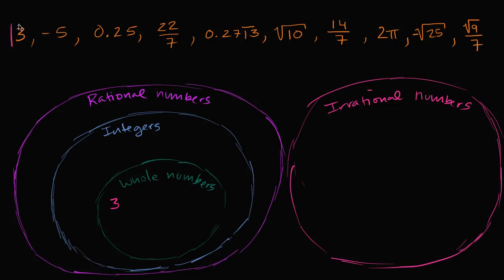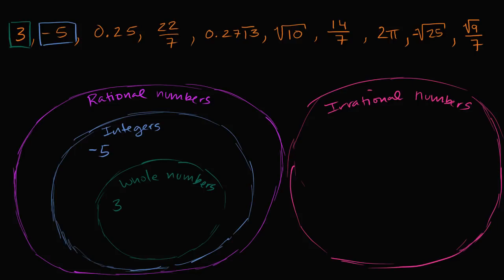So 3 is a whole number, so it's a member of that set. But if you're a whole number, you're also an integer, and you're also a rational number. So 3 is a whole number, an integer, and a rational number. Now let's think about negative 5. Negative 5, once again, can be represented as a fraction, but it doesn't have to be. But it is negative, so it's not going to be a whole number. So negative 5 is going to sit right over here. It's an integer, and if you're an integer, you're definitely going to be a rational number, but it's not a whole number because it is negative.